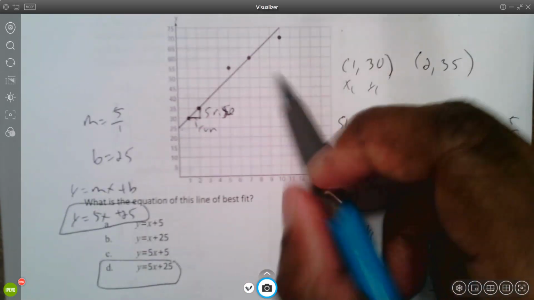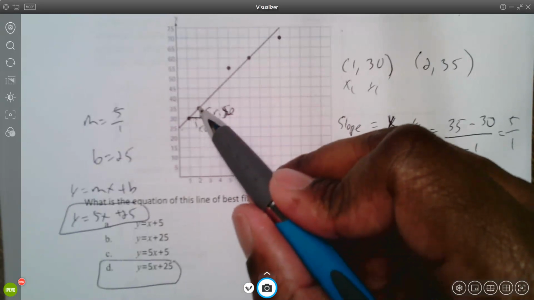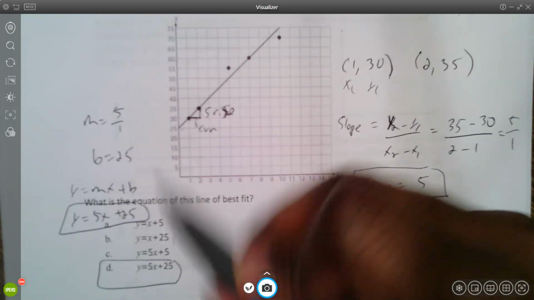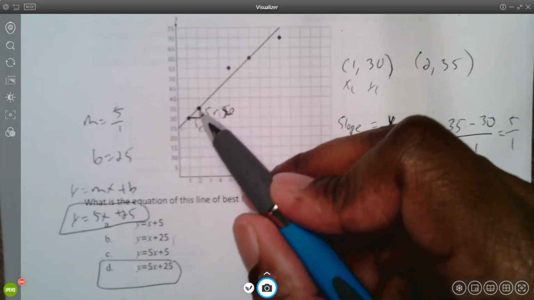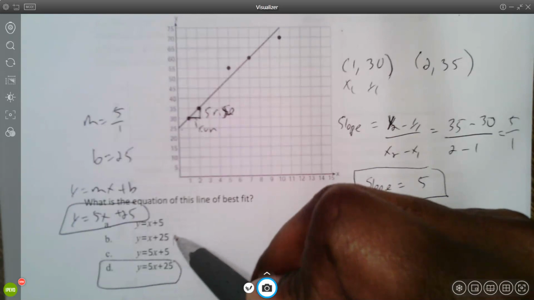But you know what? If you weren't careful, and if you didn't recognize that the slope was not over 1, up 1, you would have chosen this answer, and that would be the wrong answer. You probably would have seen, oh, my y-intercept is 25, and my slope is 1, because look, it goes over 1, up 1. And you would have circled that answer, which was a distractor.